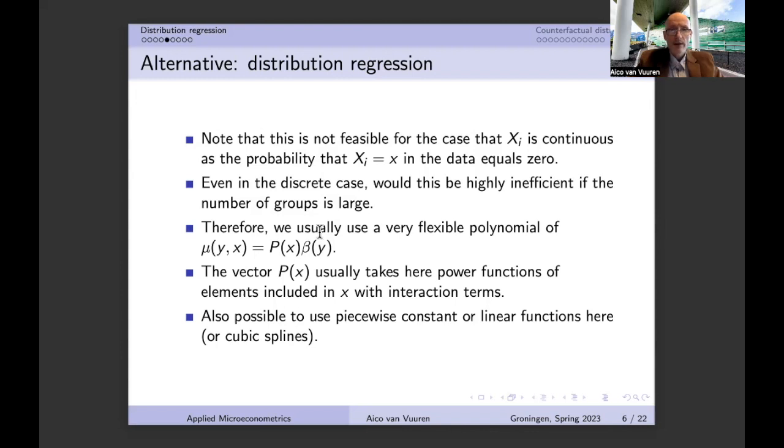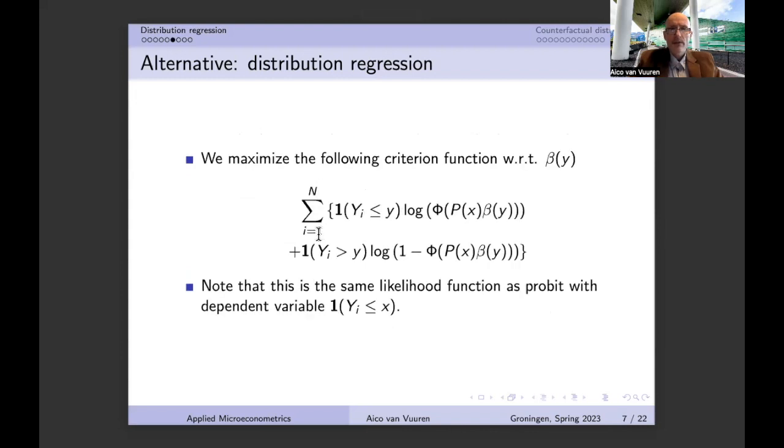If we're going to do that, then we are in a situation in which we still have essentially the same kind of maximum likelihood procedure as what we had before, but now we are going to optimize this function with respect to the beta coefficients that we have over here. But it's immediately clear that at the moment that we maximize this thing, we have exactly the same likelihood function as with probit.